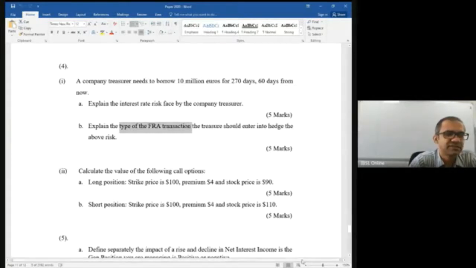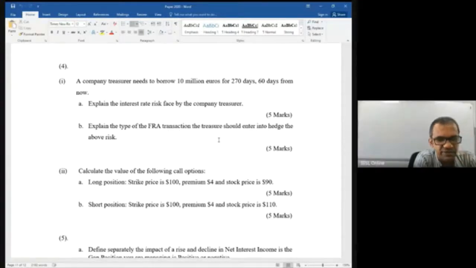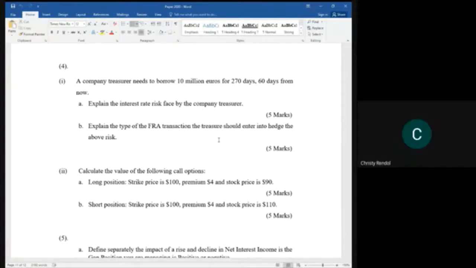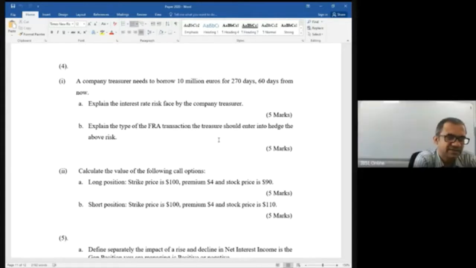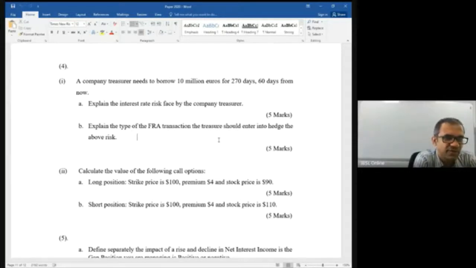Can someone buy a FRA? Pay a fixed rate, sir. Fixed rate, yes. What does it mean by fixed rate? I mean, I buy FRA. Yeah, the treasurer should buy a FRA. When you buy a FRA, what do you get? I receive the floating payment. Yes, you receive the floating rate, you pay the fixed rate. So therefore your cost is fixed.